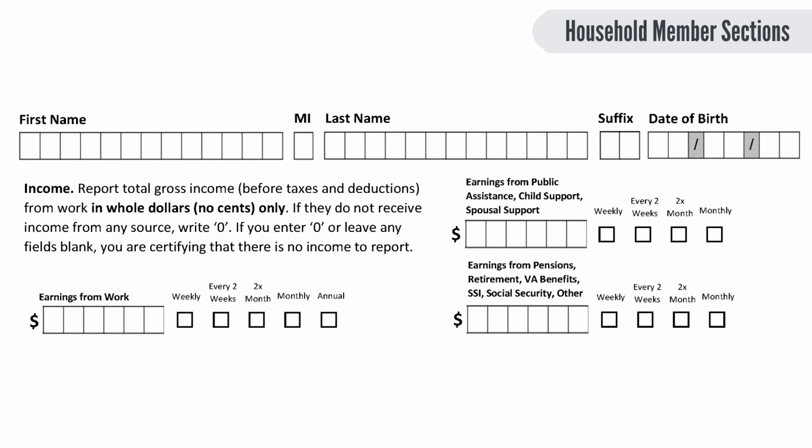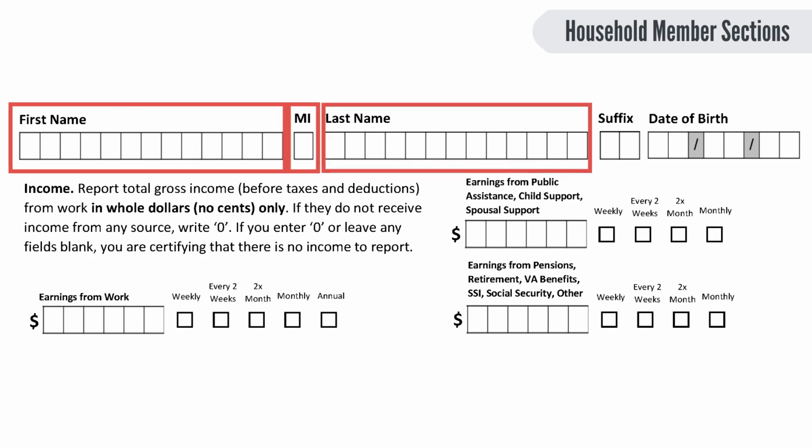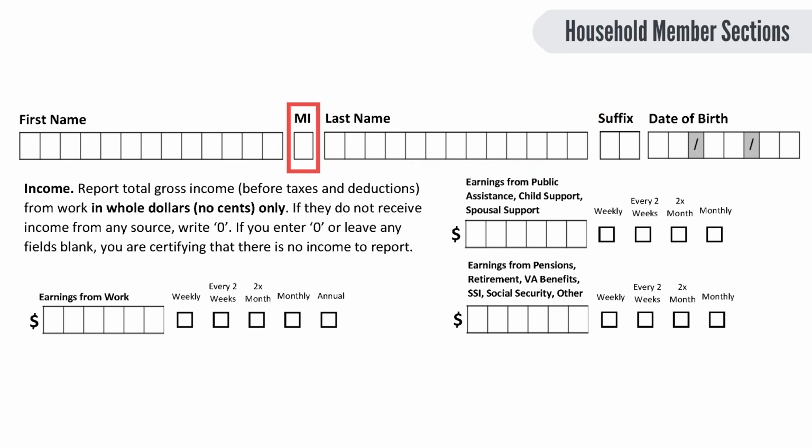To complete each household member section, enter the first name, middle initial, and last name of the household member as it appears on legal documents. If the household member does not have a middle initial, leave this area blank. If applicable, enter the household member's suffix. If the household member does not have a suffix, leave this area blank. Next, enter the household member's date of birth by using 2-digit month, 2-digit day, and 2-digit year.